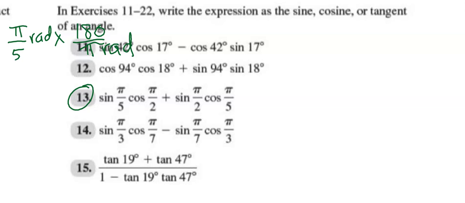Pi over 5 radians is how many degrees? I mean, this is simple stuff. We should be able to do this, right? 36 degrees, right? 180 over 5, right? 36 degrees. Okay, so what's pi over 2 in degrees, sorry, how many degrees is that?